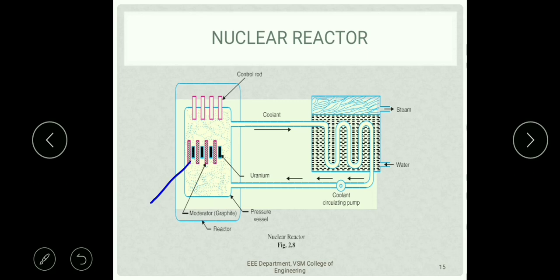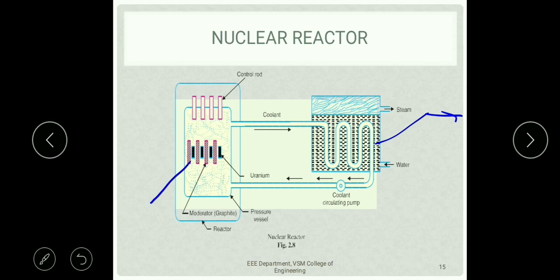Next we will discuss the heat exchanger. In this heat exchanger, the water will be converted into steam by means of exchange of heat from the coolant. That is the basic process done in the heat exchanger. Next one is the steam turbine. The steam flows to the blades of the steam turbine.